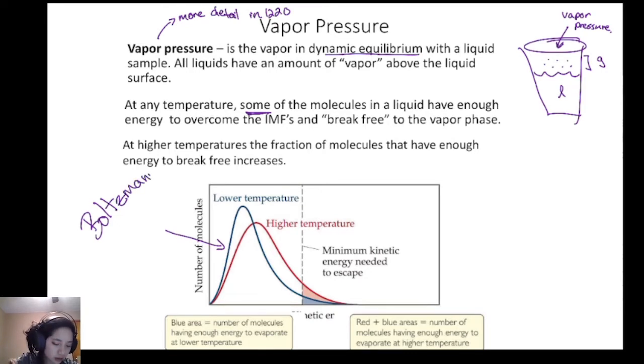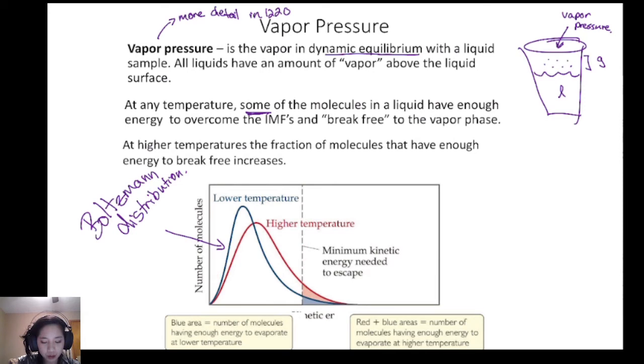Boltzmann distribution. So some molecules will have some average kinetic energy, and some have slightly more kinetic energy than other molecules. So at a certain temperature, some of those liquid molecules will have enough energy to break through to become a gas. So that's what this is basically.